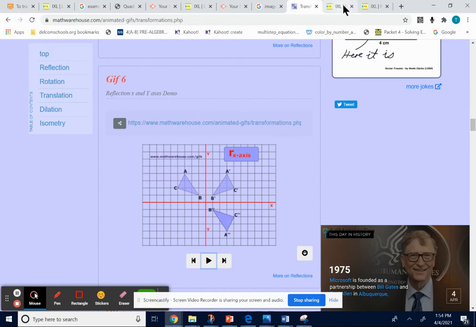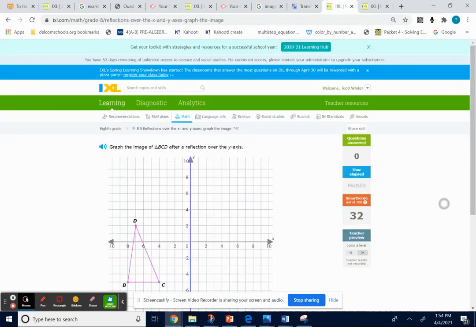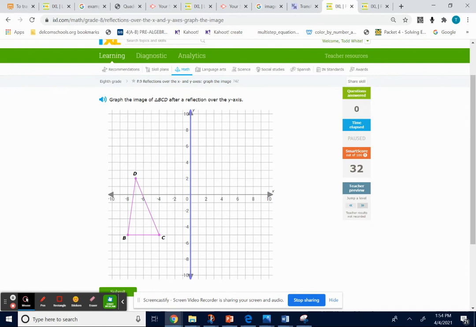Okay, let's take a look at one on IXL. If I wanted to reflect this shape over the y-axis, make sure you're really focusing on the y-axis and not the x-axis. Okay, I'm just going to think about one point at a time here. Okay, C, how far away is it from the y-axis? Okay, it's 4 spaces to the left. So C prime is going to be 4 spaces to the right.